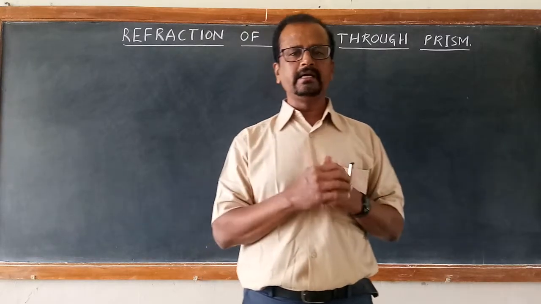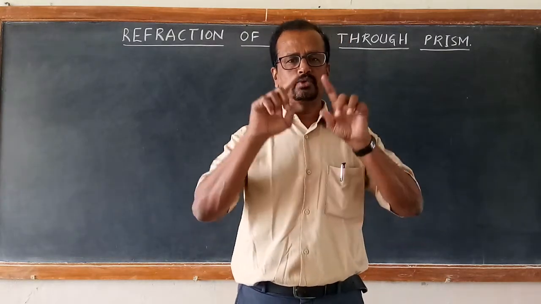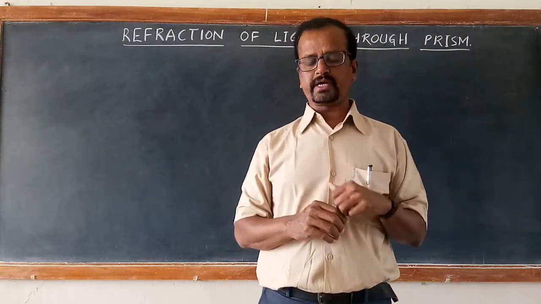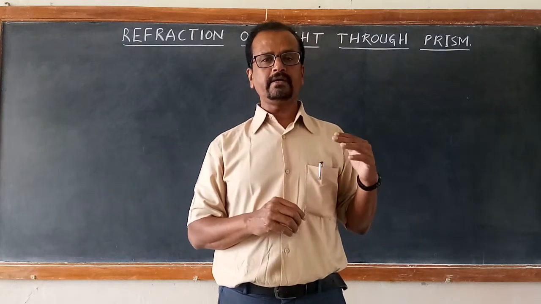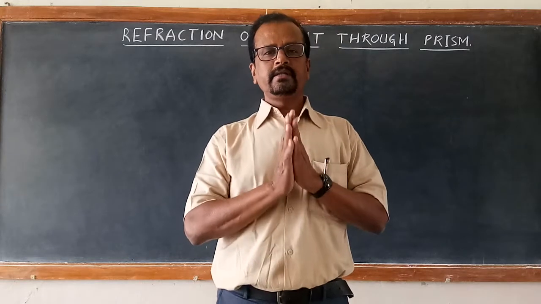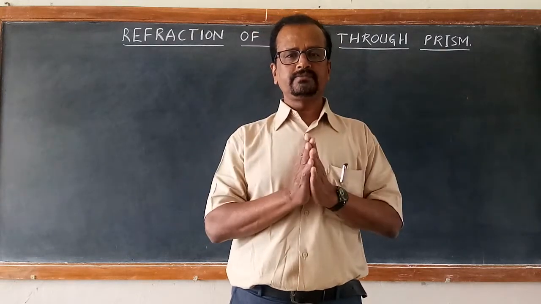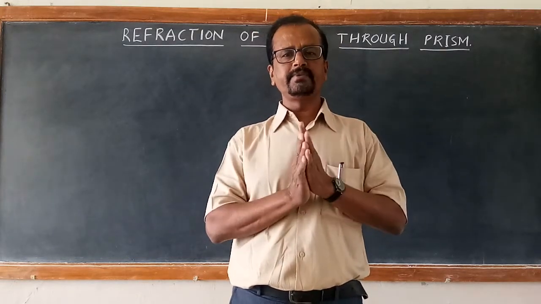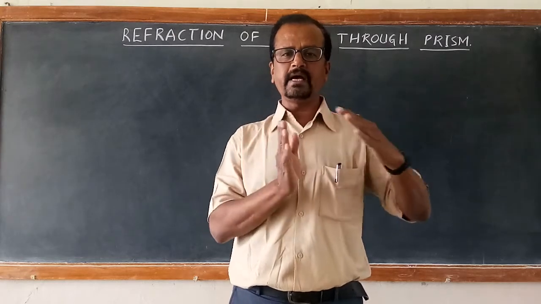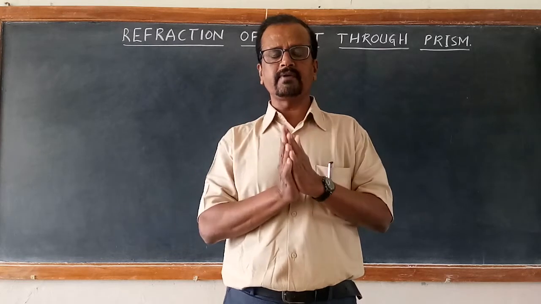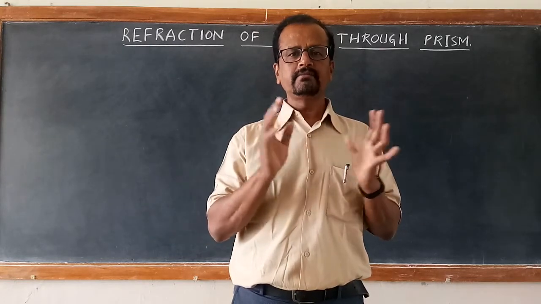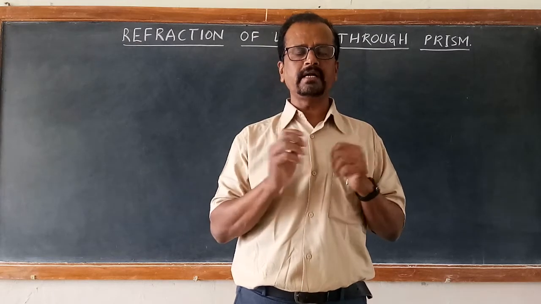We have studied earlier the refraction of light through a rectangular glass slab. When the light passes through a rectangular glass slab, you saw that the incident light and the emergent light went parallel to each other with a slight shift between them. That shift between the incident ray of light and emergent ray of light is called lateral shift. And we drew the diagram for that lateral shift.